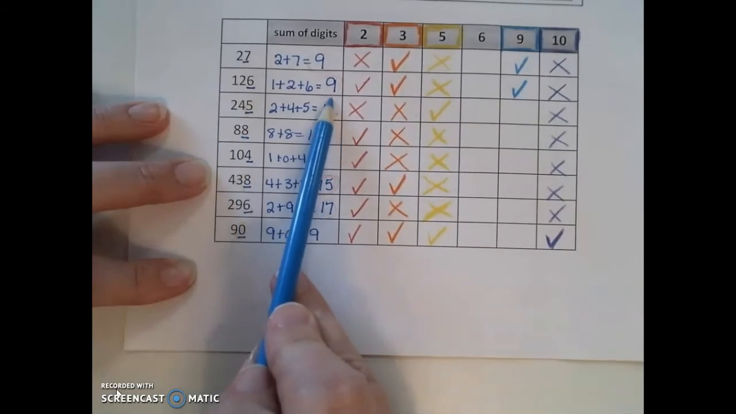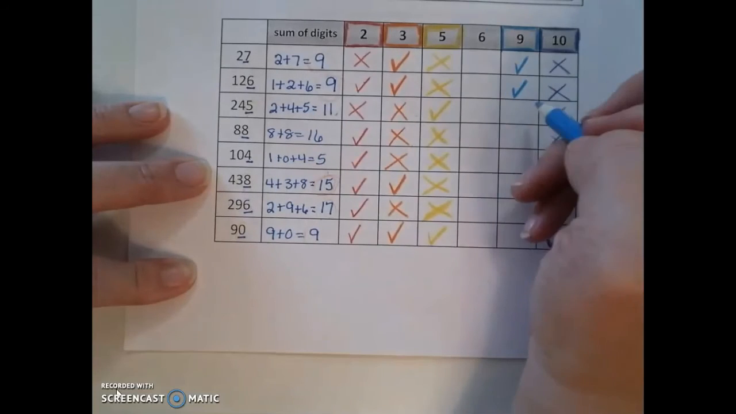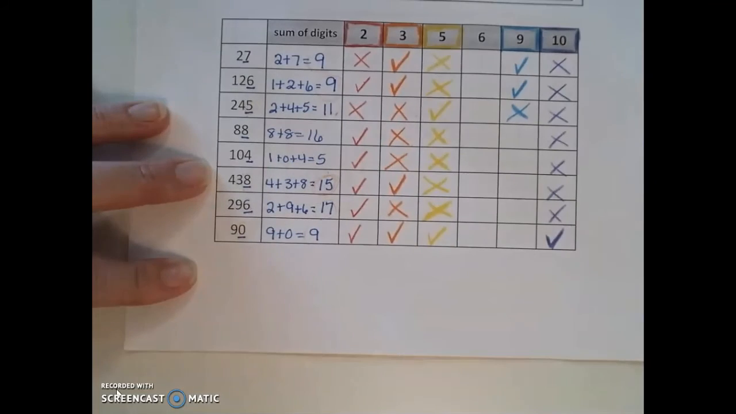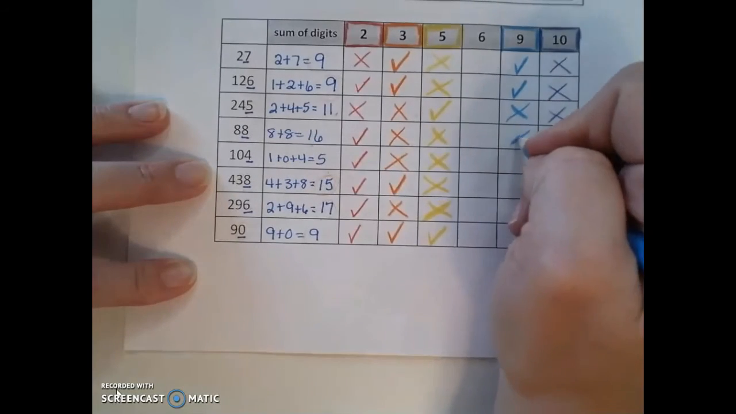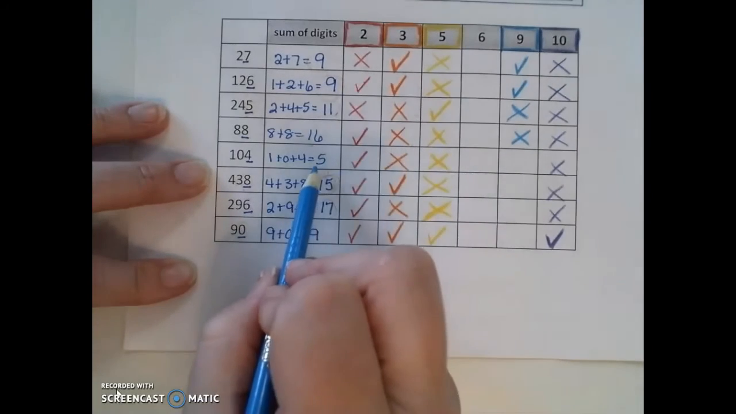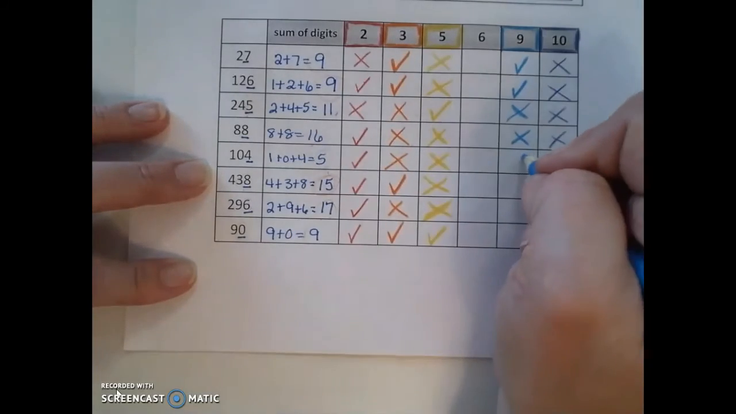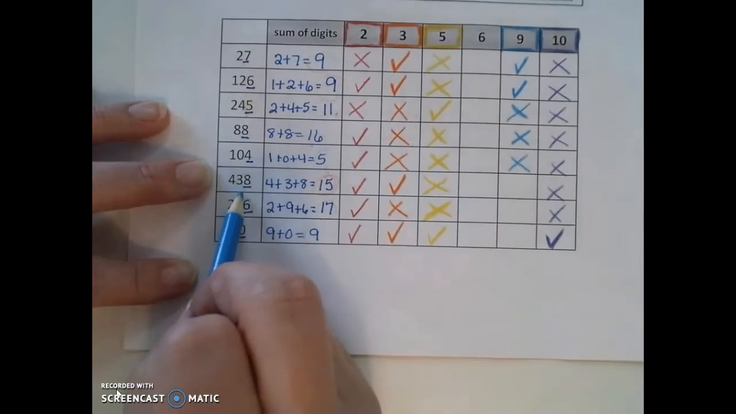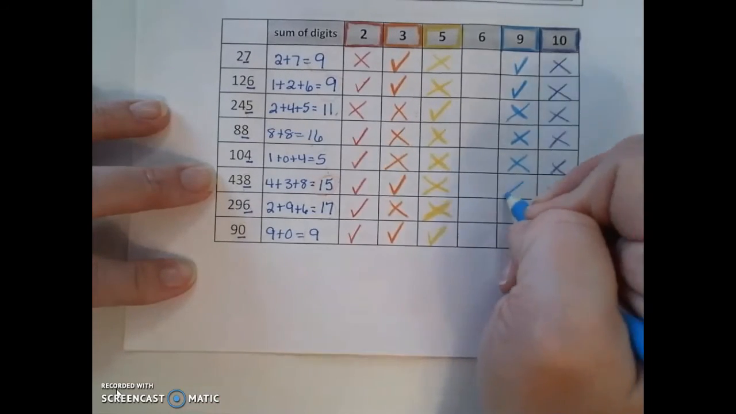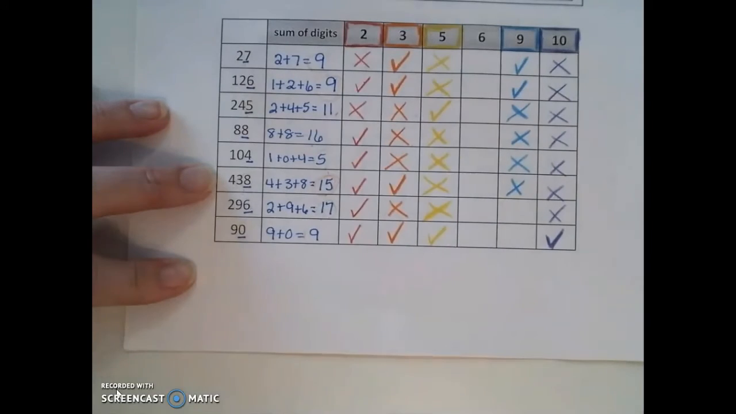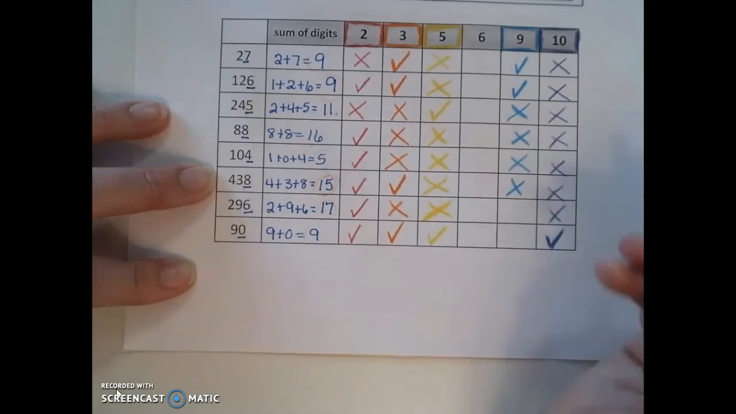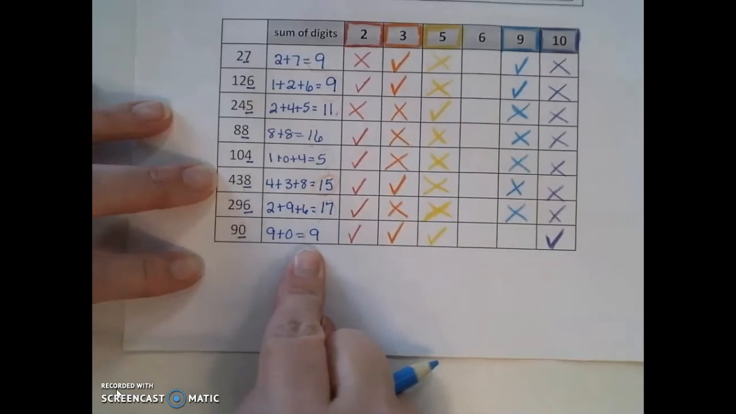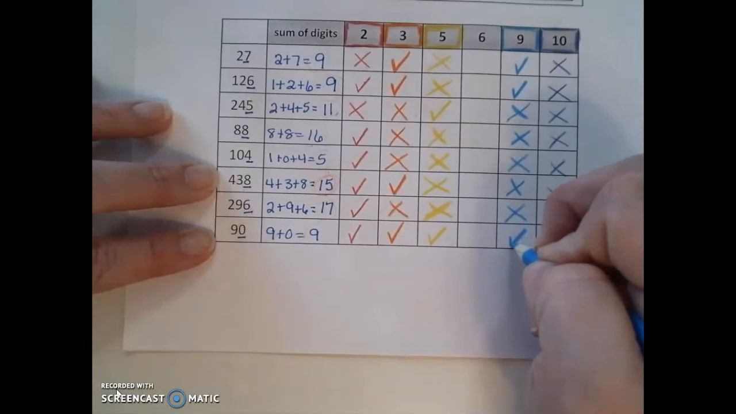For 245, the sum was 11. That is not evenly divisible by 9, so it gets an X. For 88, the sum of the digits was 16. That is not divisible by 9, so it gets an X as well. For 104, the sum was 5, which is not divisible by 9. 438, the sum was 15, also not divisible by 9. 296, the sum of the digits was 17. That is not divisible by 9. And last but not least, 9 plus 0 was 9, which makes 90 divisible by 9.